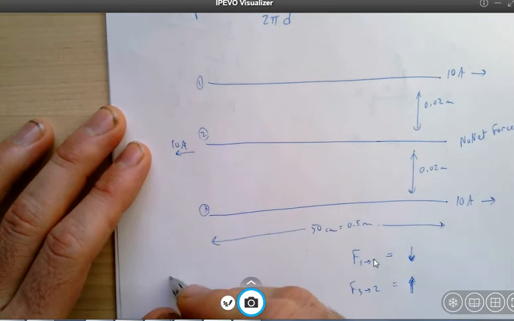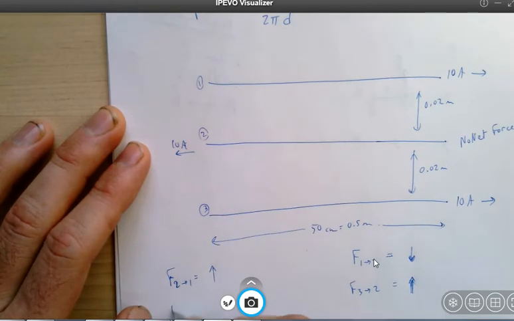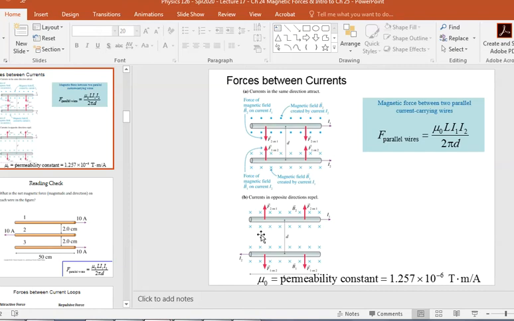Let's take a look at the force on the first wire. So the force on the first wire from the second one, F2 to 1, we agreed was going to be repulsive. So that's going to be pointing up. And the force from 3 to 1, those are going in the same direction, so those are going to be attractive. So that means it is going to be pulling it down. Just make sure I got that right. It's hard to explain things and do it at the same time. They're going the same direction, so it will be attractive. Okay, that seems right.